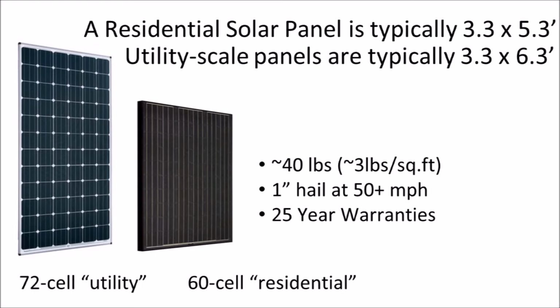And so a 72 cell panel can be a little bit over 6 feet tall, still 3 1/3 feet wide. But that extra height means it gets a little hard to manage on a slanted roof. A 60 cell solar panel weighs about 40 pounds, and so a 72 cell panel weighs about 50.